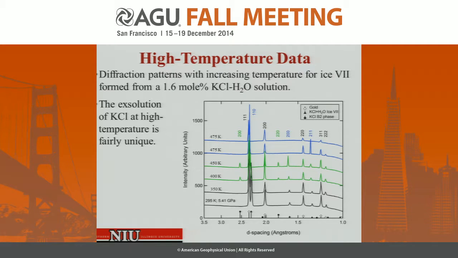While we're at that target pressure, we would heat up the sample, and from 350 degrees C, all we were able to observe is some slight variations in the unit cell parameters as we're expanding out the unit cell with increasing temperature. But then as we hit 400 degrees C, we started to see diffraction lines here and here, which are indicative of KCl, the beta phase of KCl. So as temperature is increased in these ices, we're actually exsolving out KCl.